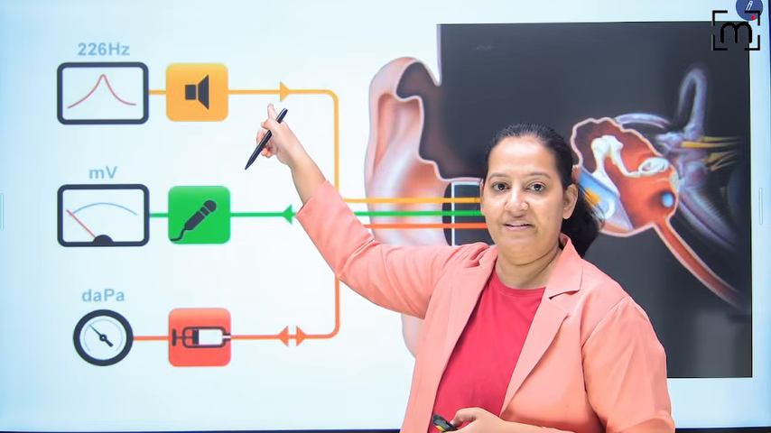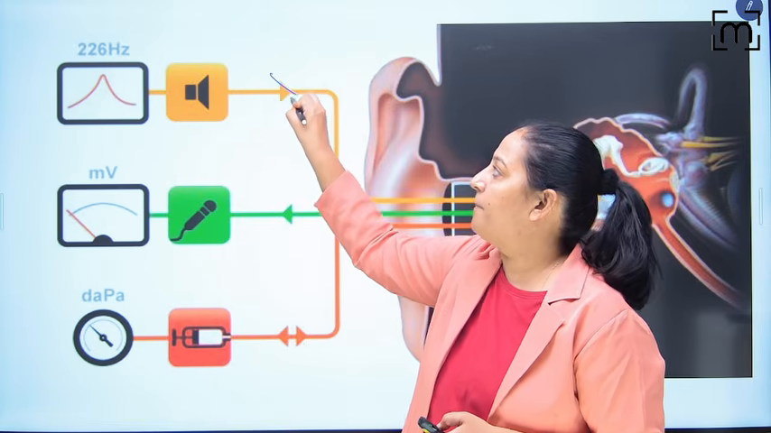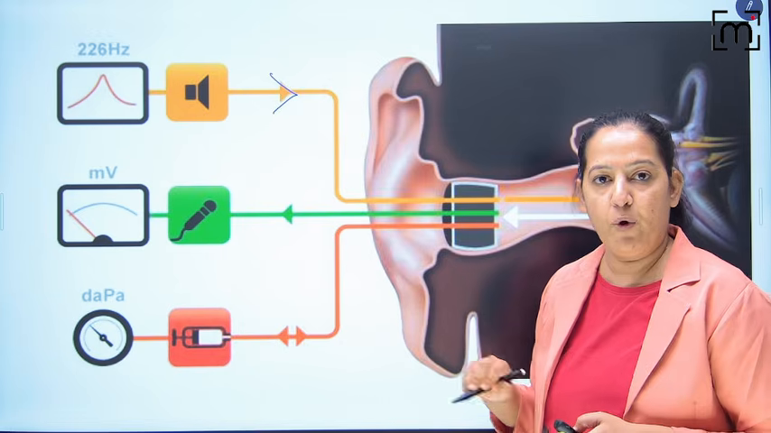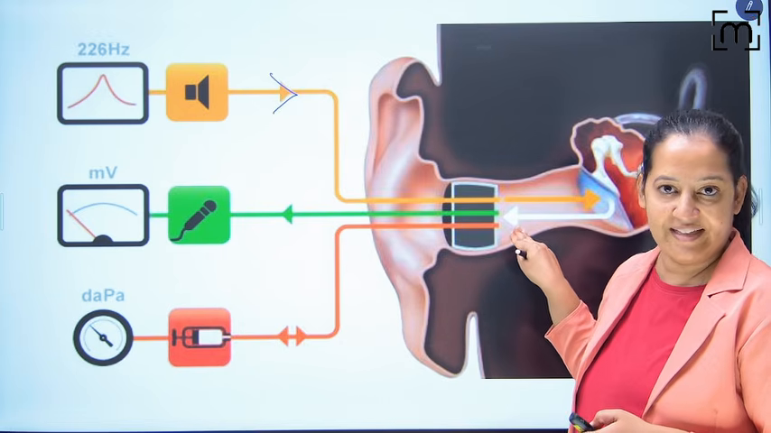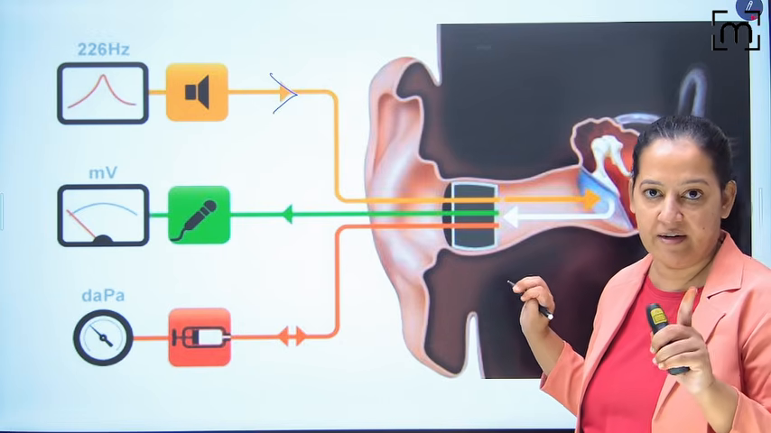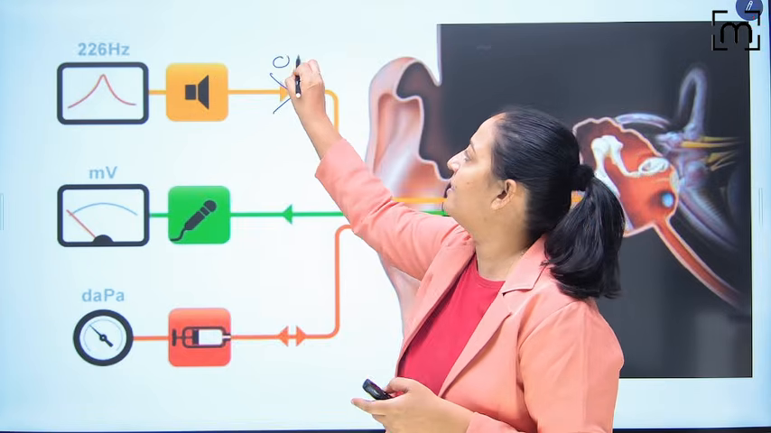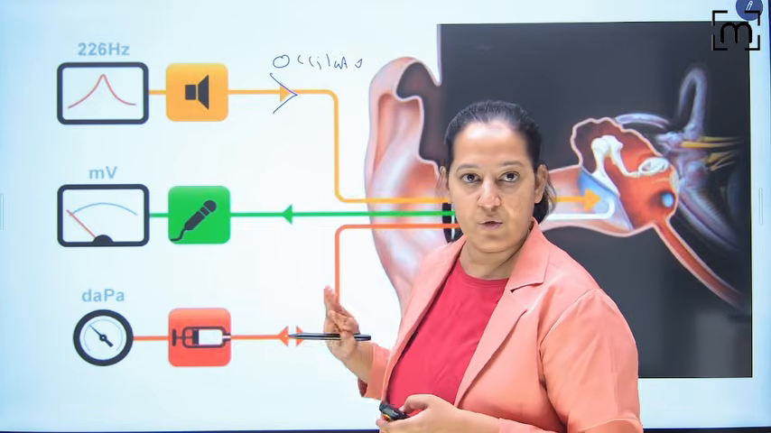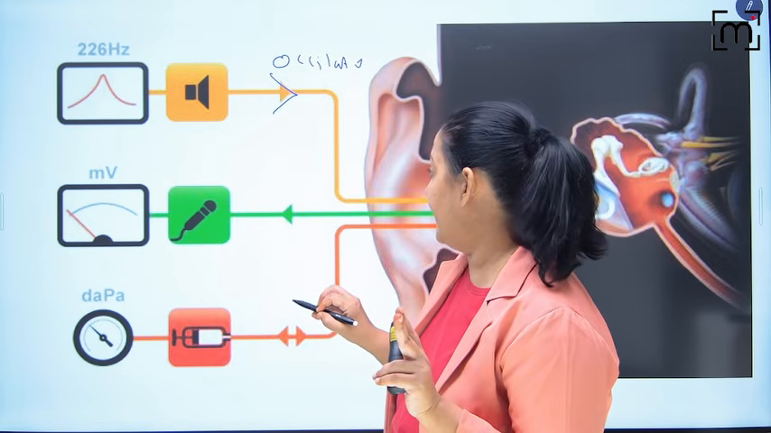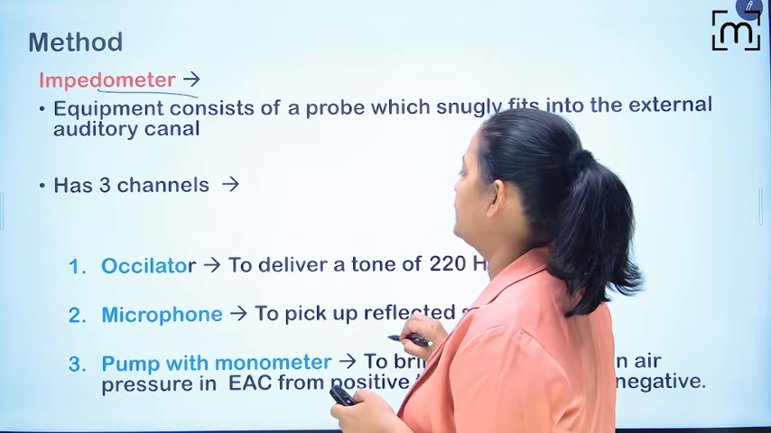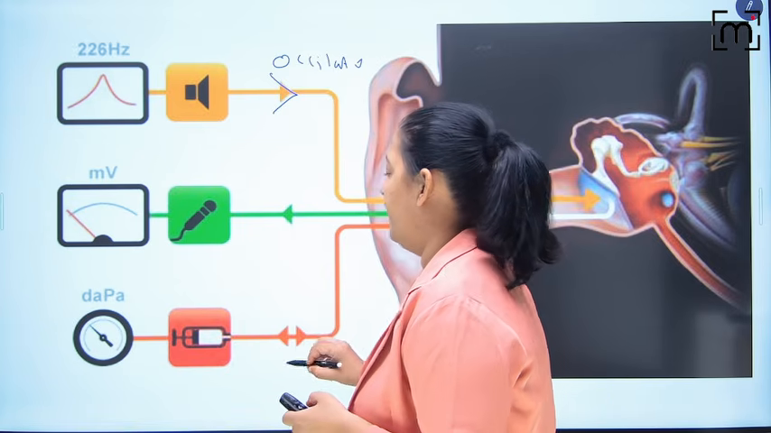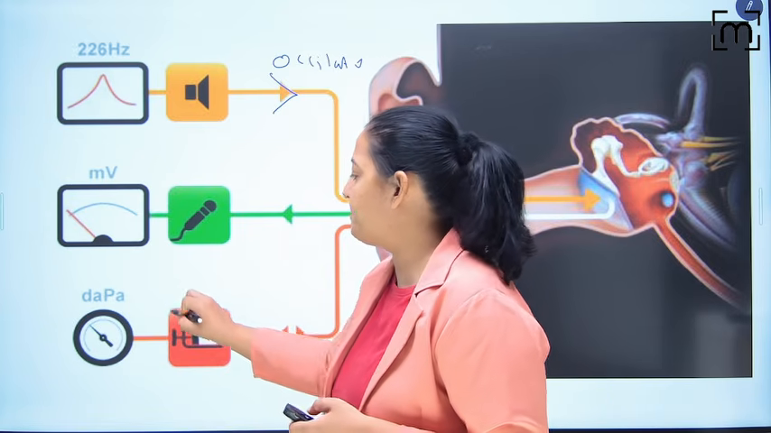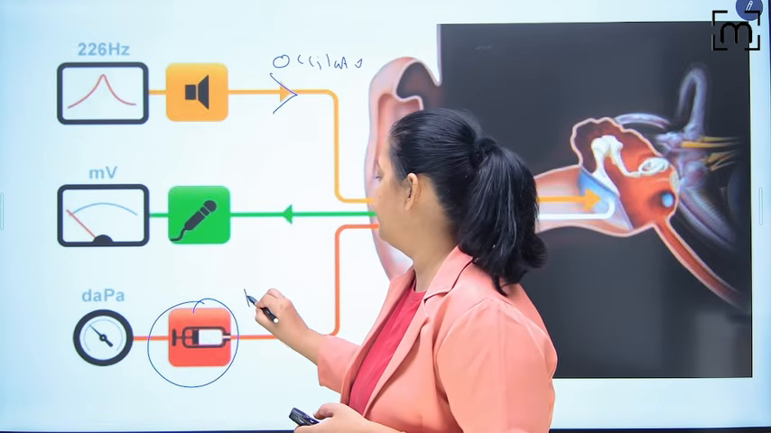One is the oscillator, with which pure tones are delivered at different decibels, different intensity, to the ear. Number 1, it is the oscillator. At a fixed frequency, it delivers the tones. The second instrument is known as the pump.